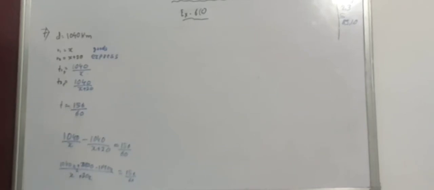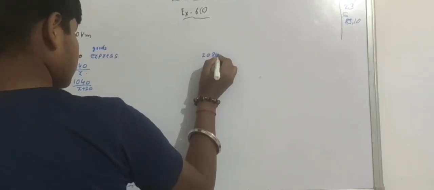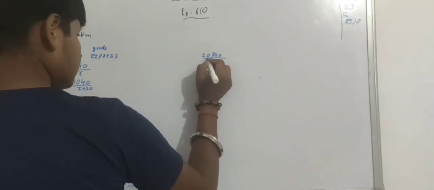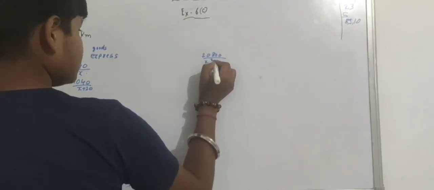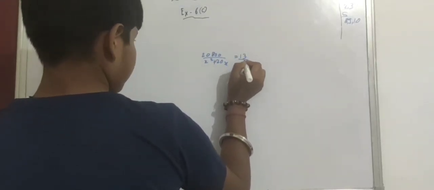You can divide it by 6. You will get 10 times 26 times. This will get 13, this will get 5. This will get cancelled, plus and minus. Now here you have 20800 divided by x square plus 20x is equal to 13 by 5.